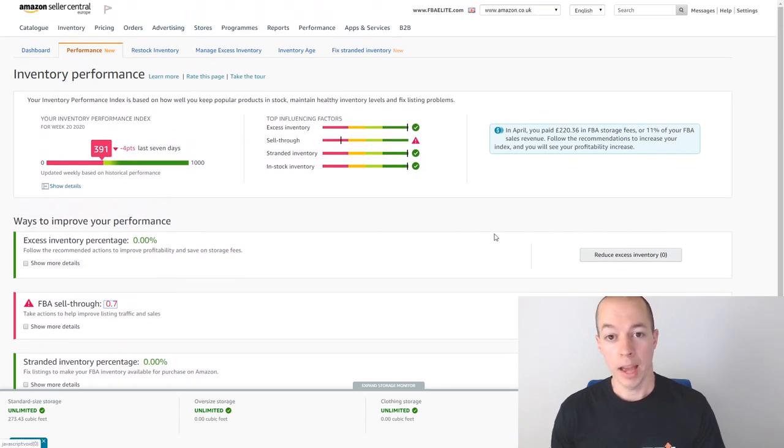Now, my sell-through rate has dropped off. There's no question about that, and that is why my IPI is dropping. However, a lot of the drop-off in that sell-through is down to the way that Amazon have implemented policy changes based on the current global events. So let me go back to the Amazon IPI email that I received.